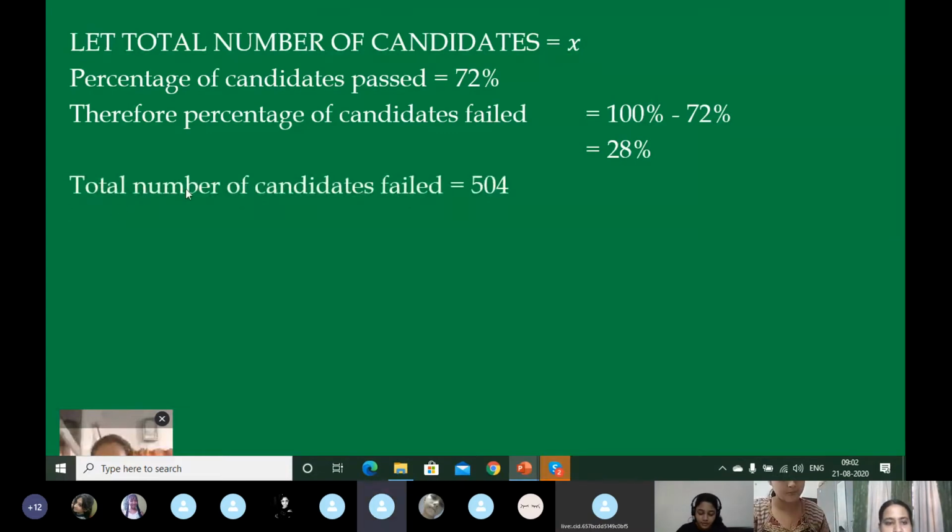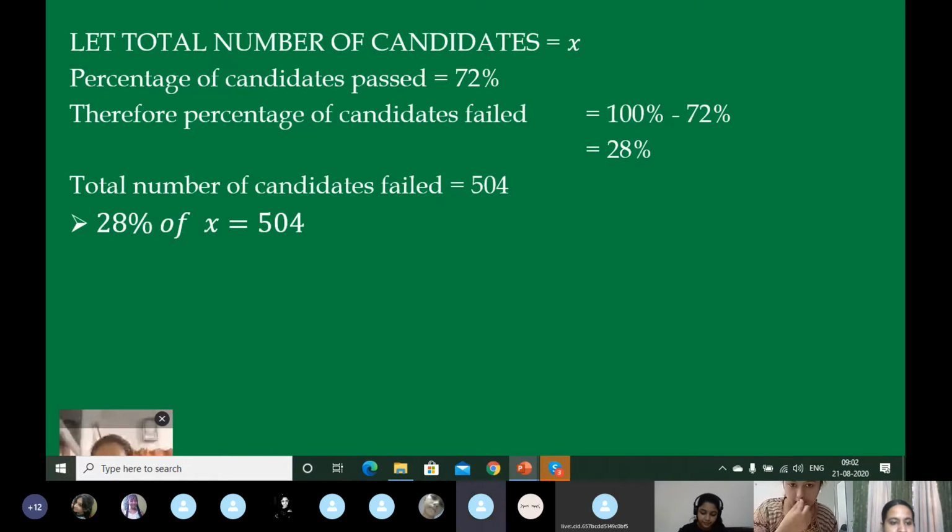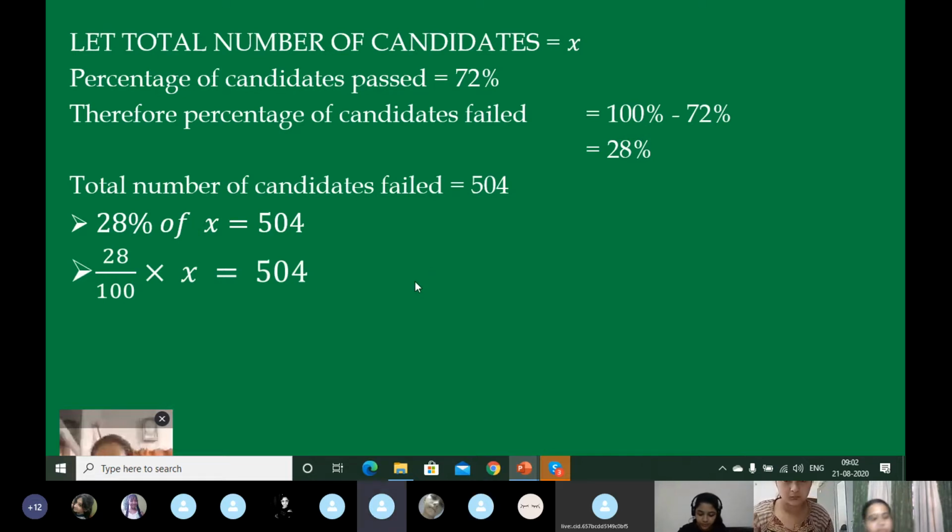So, the total number of candidates failed was given to us. That is, we already have the answer. So, 28% of X is equal to 504. Right or wrong? Yes, ma'am. Because total number of candidates are X, and out of that only 28% have failed, and the number was given to us. That is 28% of X is equal to 504. Now, convert it into 28 upon 100 into X is equal to 504. Simplify it and tell me the answer.